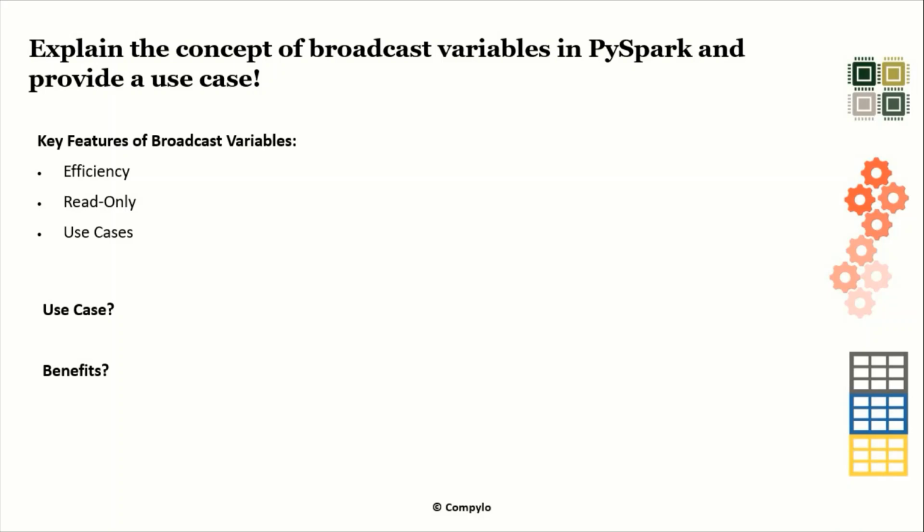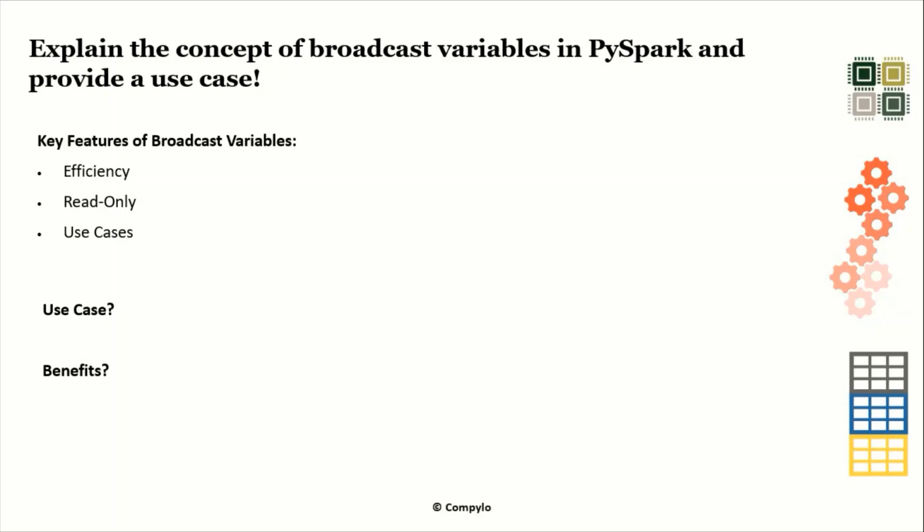When we talk about the key features, broadcast variables reduce the amount of data sent over the network by broadcasting a single copy of the data to all the nodes. Also, broadcast variables are immutable. Once created, they cannot be changed. When we talk about use cases, they are ideal for situations where the same large dataset is needed by multiple tasks or jobs.